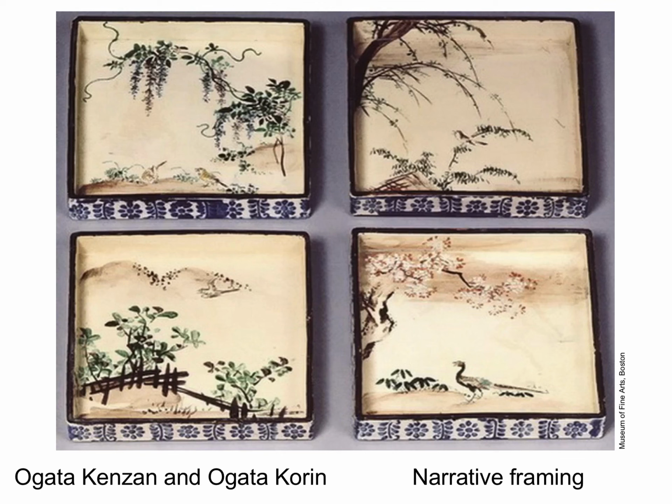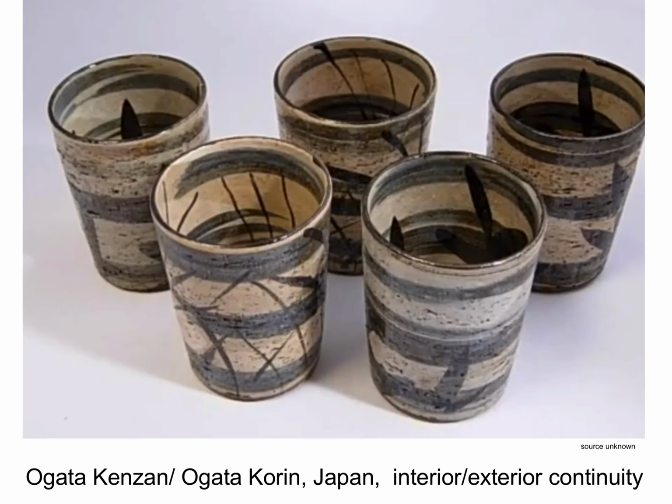And here you have narrative framing, where the story goes from one plate to the other to the other. And this is again the work of the wonderful decorator Ogata Kenzan, working here with his brother Ogata Korin, who was a very celebrated painter. Most historians will know who Ogata Korin is, much fewer will know who Ogata Kenzan is. They were both great artists.